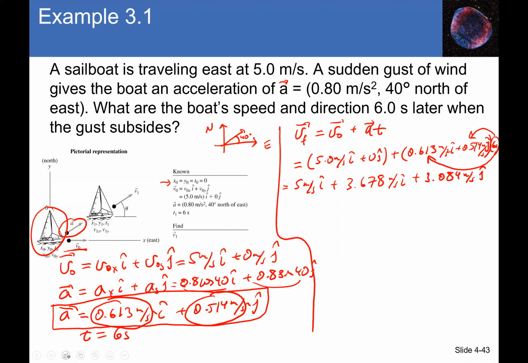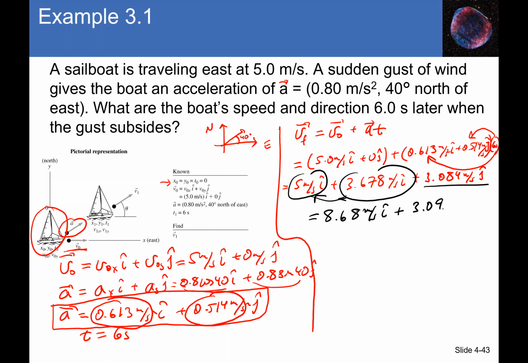All right, so what I have here is two terms with i hat and one term with j hat. And hopefully you can see that those two I can combine, but I cannot do anything with the last one. That means I can combine the 5 and 3.678, so let's say I get 8.68 i hat. Let me do units, not forget that. Meters per second i hat, then plus 3.0 rounded, so let's say 3.09 meters per second j hat. So that's my final velocity in terms of its components.